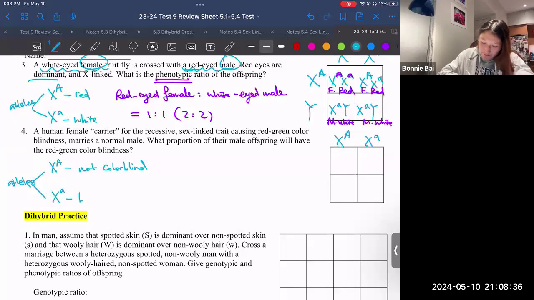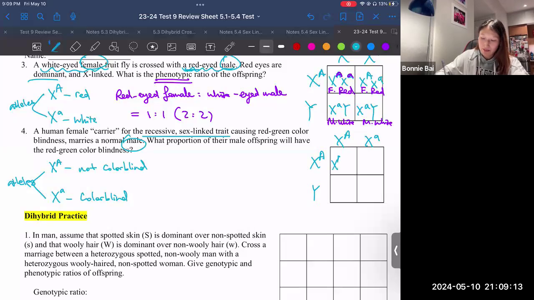X little a, right? It says sex-linked trait causing color blindness and is recessive. So that means X little a is colorblind. All right. Then it says the female carrier marries a normal male. Okay, because it's a male, it's X and Y. Because it's normal, not colorblind, it's X big A Y.